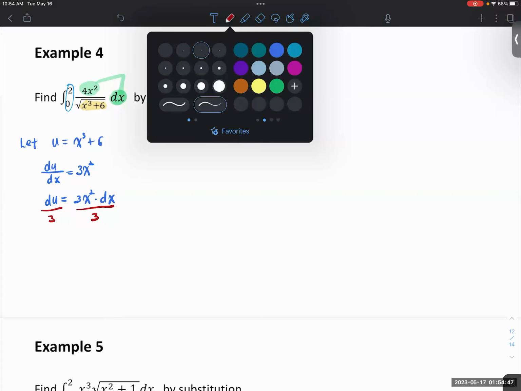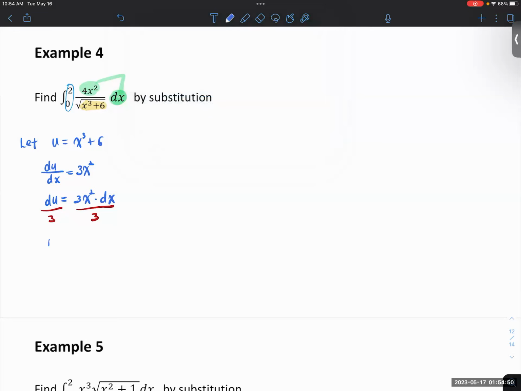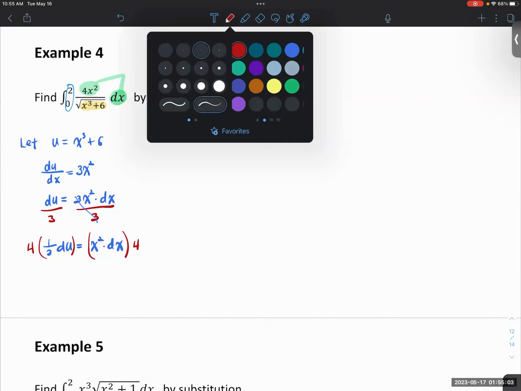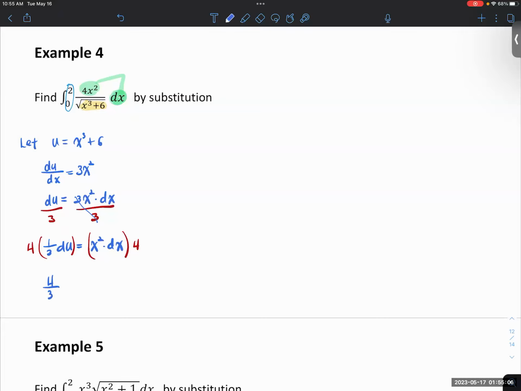If you do that, what happened? We have 1 over 3 du, canceling, x squared dx. Now I'm going to multiply by 4 on both sides. So then what happened? We have 4 over 3 du equal to 4x squared dx. Because I keep modifying it to find 4x squared dx, exactly this, equal to 4 over 3 du in terms of the u variable. Are you okay with that? So that's what I got.